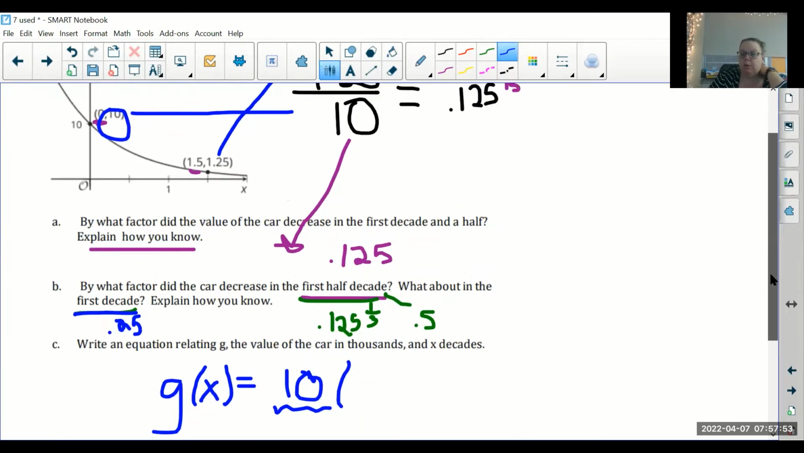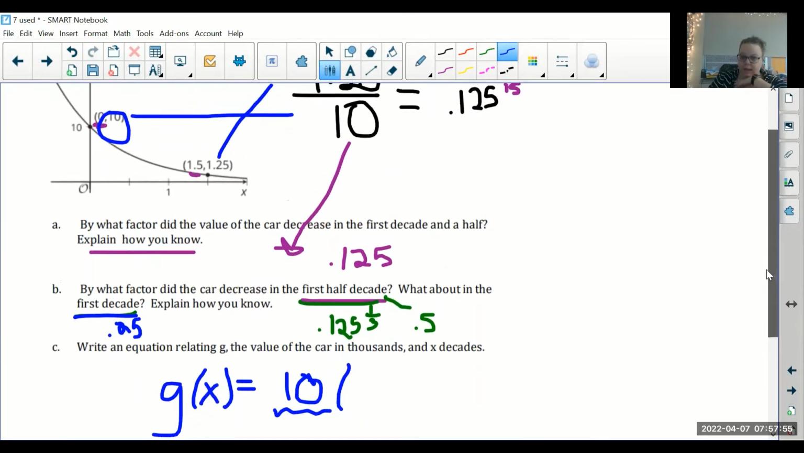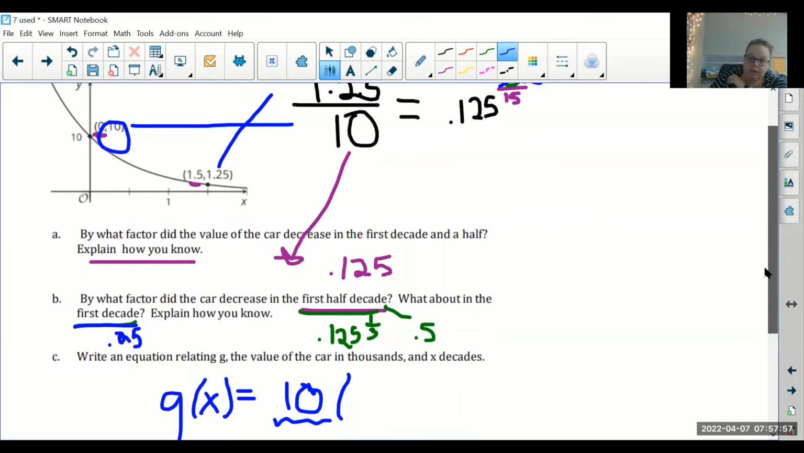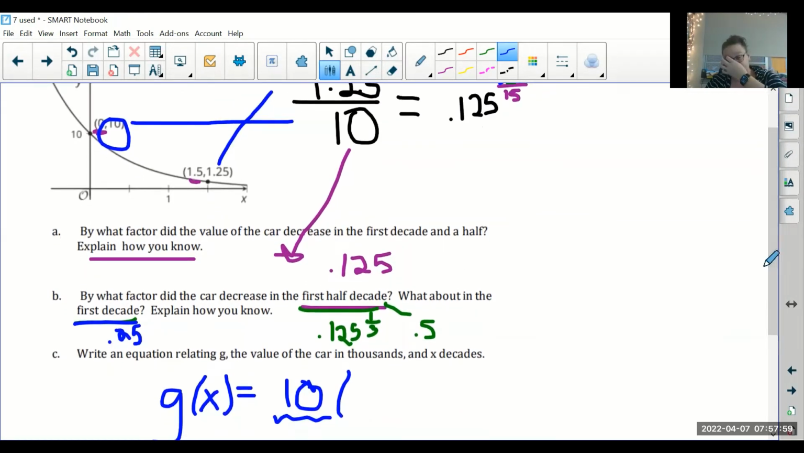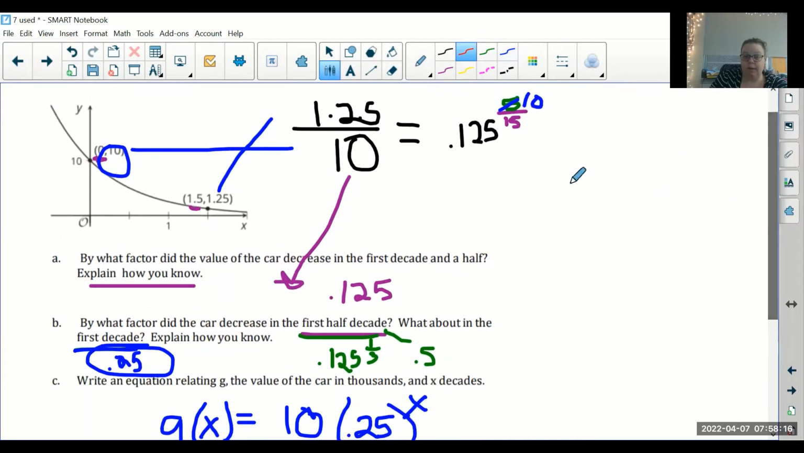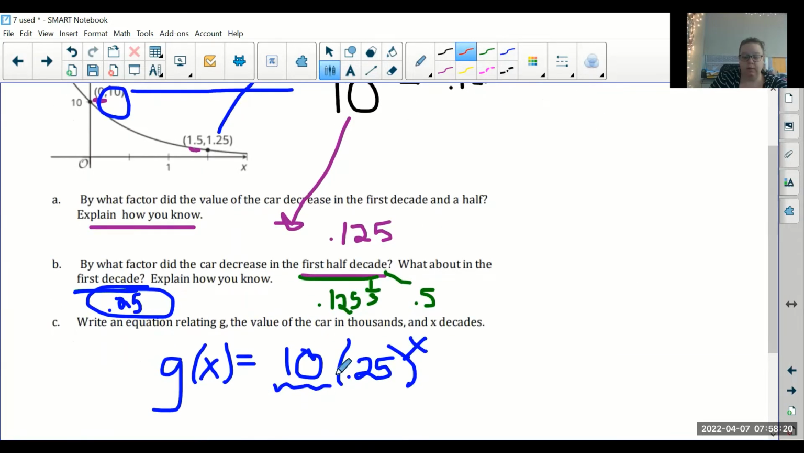Now this is where you have a couple options, because it says in X decades. You can use the decade one, you could use the decade and a half one. It's all up to you how you want to do it. If you use the decade one, I think that's the easiest one, because we just found the answer, you could just do 0.25 to the X. But if you wanted to use the decade and a half one that you did up here, you could do that one too. But I think this one's the easiest one.